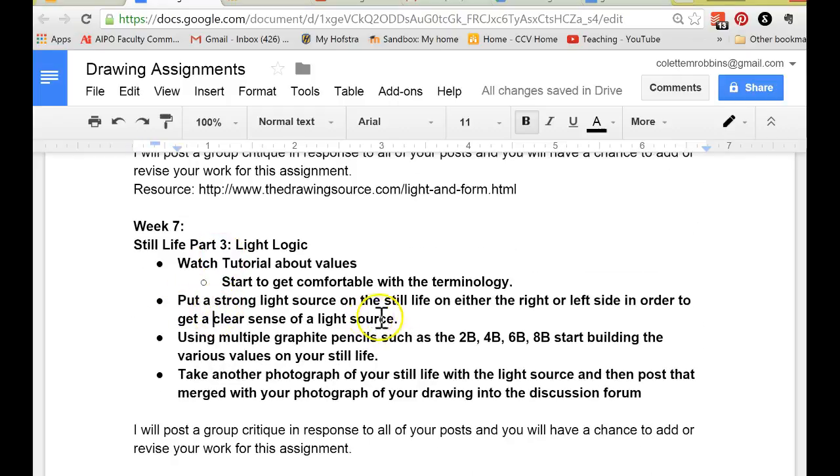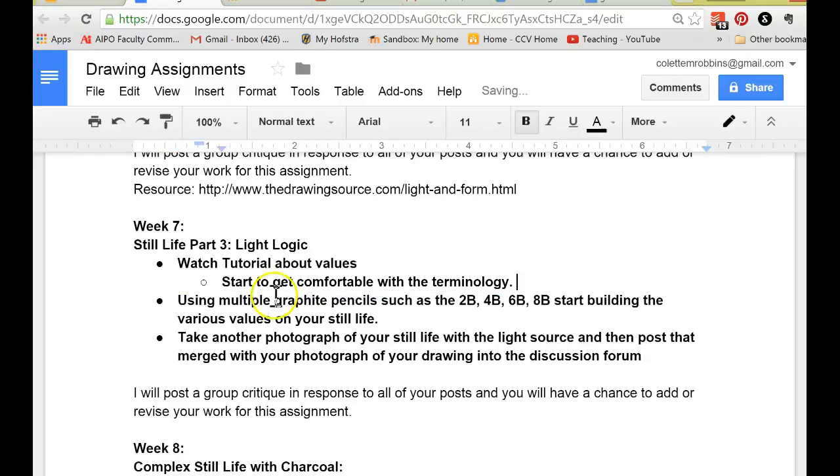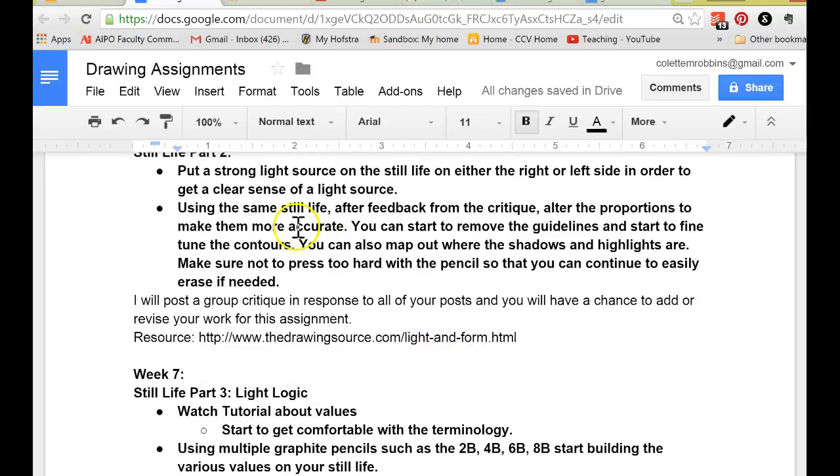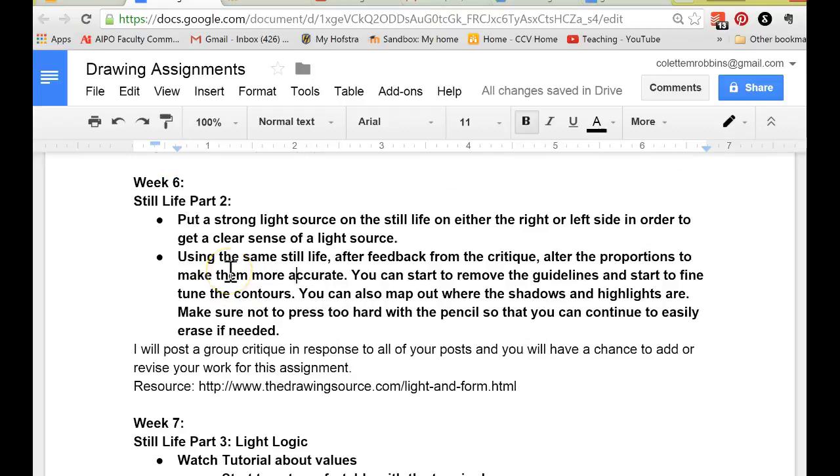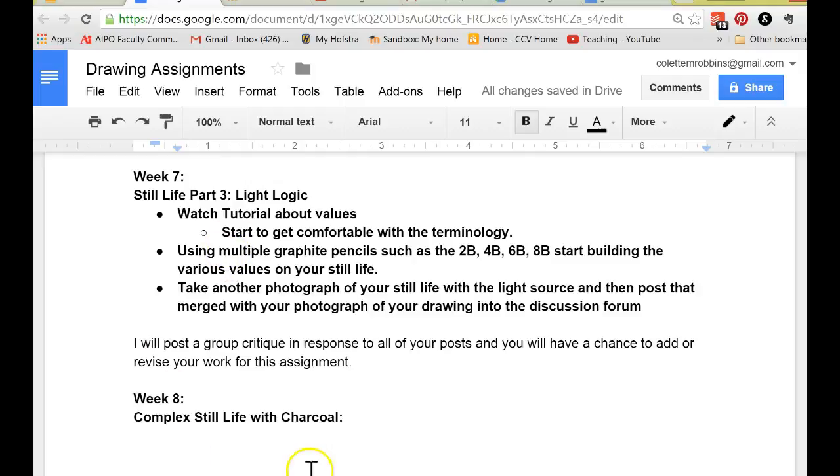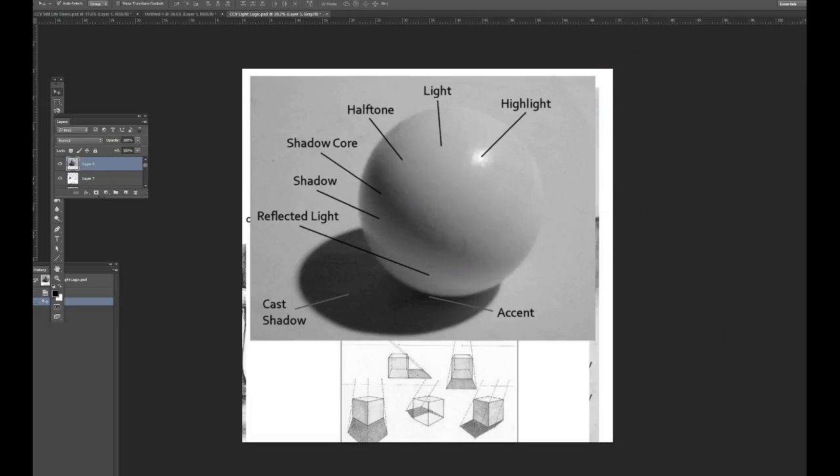But you need to have this strong light source. And you're going to be using multiple graphite pencils, 2B, 4B, 6B, and 8B, and start building those various values. Again, 2B is lighter, and as you get higher in the numbers, it gets darker. And you're really going to build these value variations. So let's talk about value.